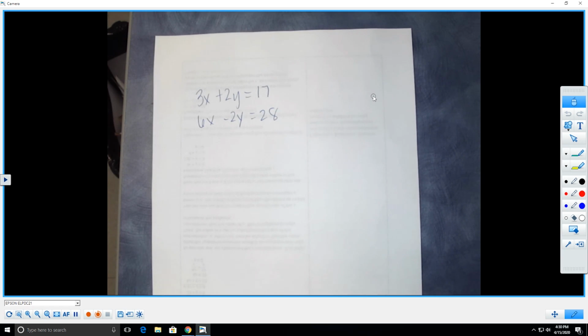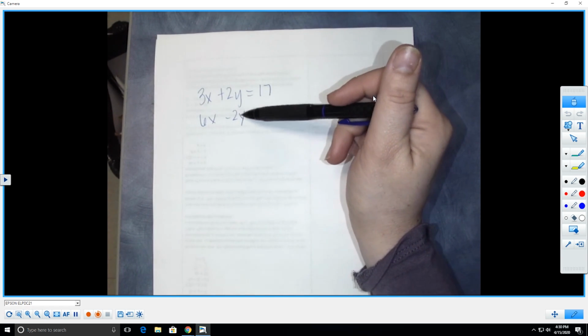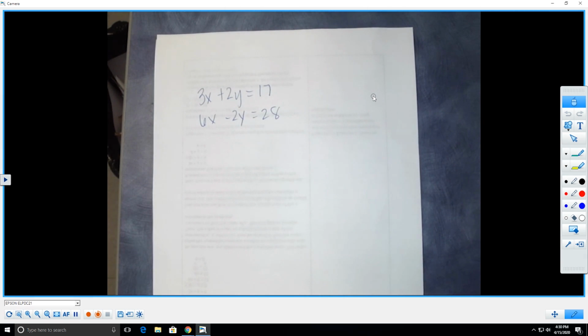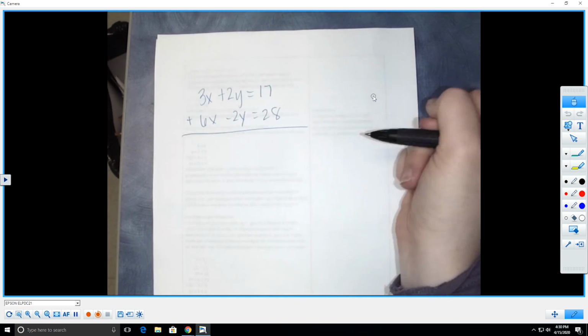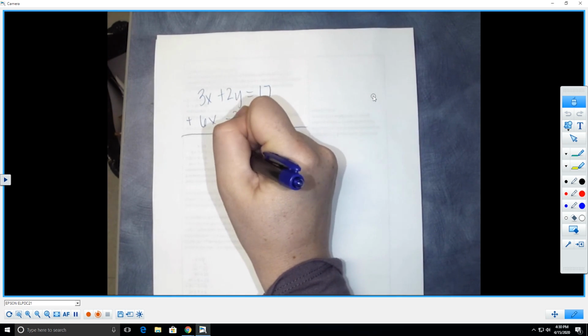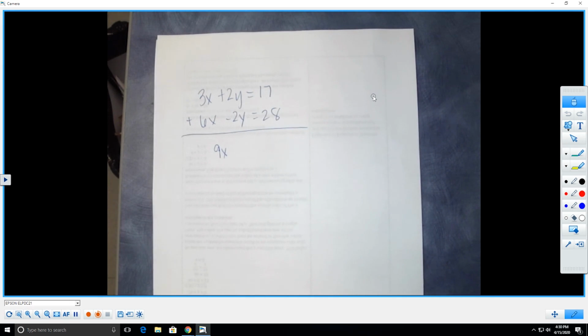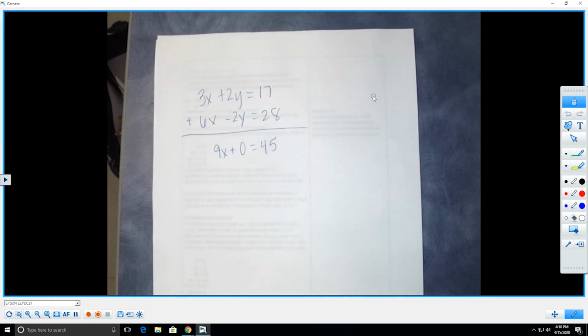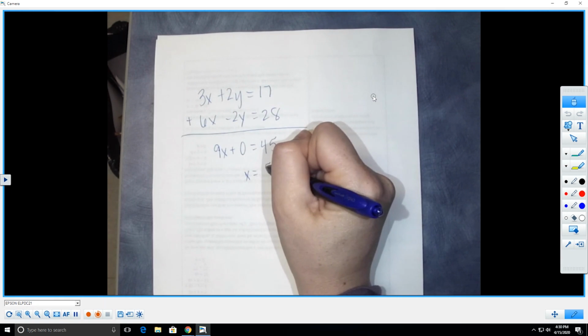Okay, so if you notice, we can eliminate my y variable since both of these coefficients are opposites. Would we use addition or subtraction to eliminate that y variable? Right, we would use addition. So when I add these together, I have 9x. I'm going to add positive 2y and negative 2y, and I get 0, and that equals 45. And so I get that x equals 5.